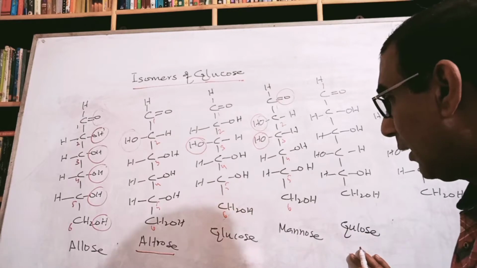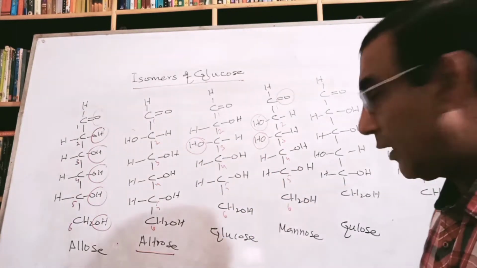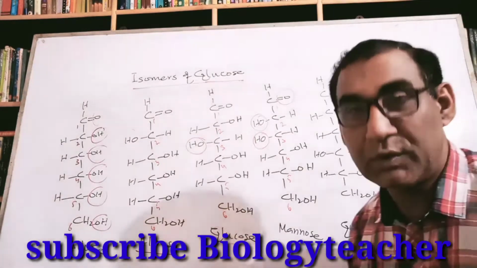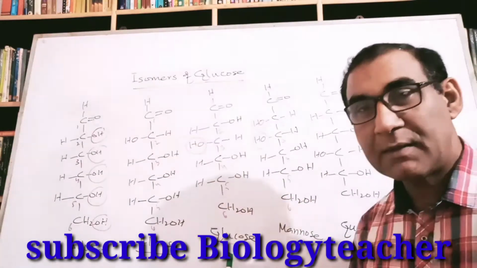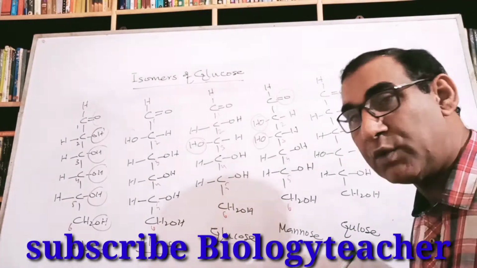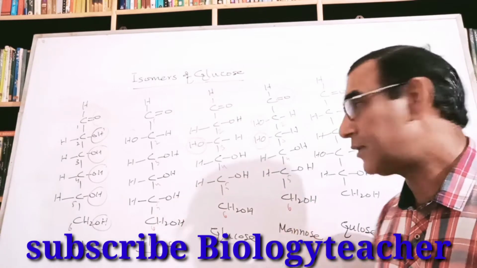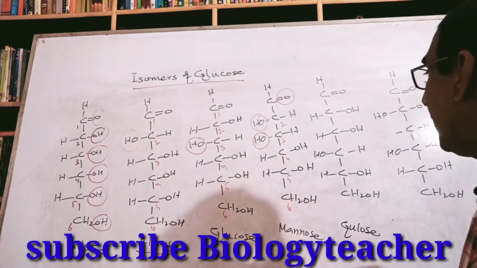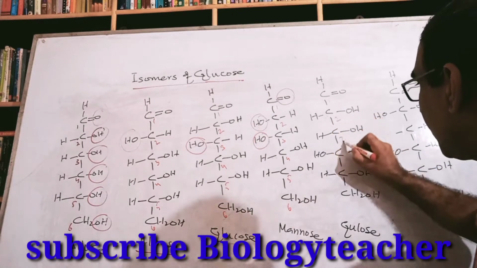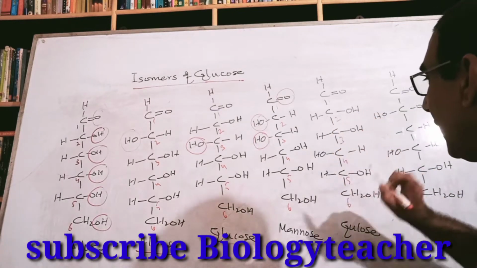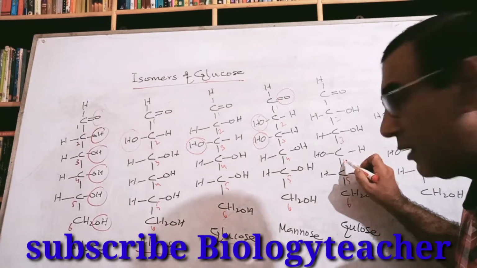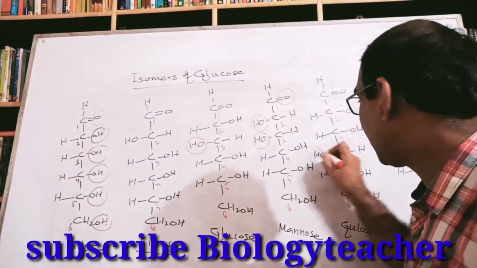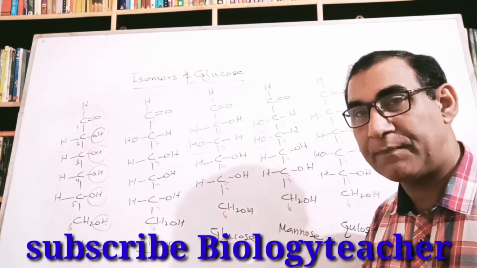In glucose, the third carbon, and this is glucose, and this one is gulose. Don't intermingle them. This is glucose and this is gulose. In gulose, the situation is that, 1, 2, 3, 4, 5, and 6. At the fourth carbon, the hydroxyl group is towards the opposite side. Okay.